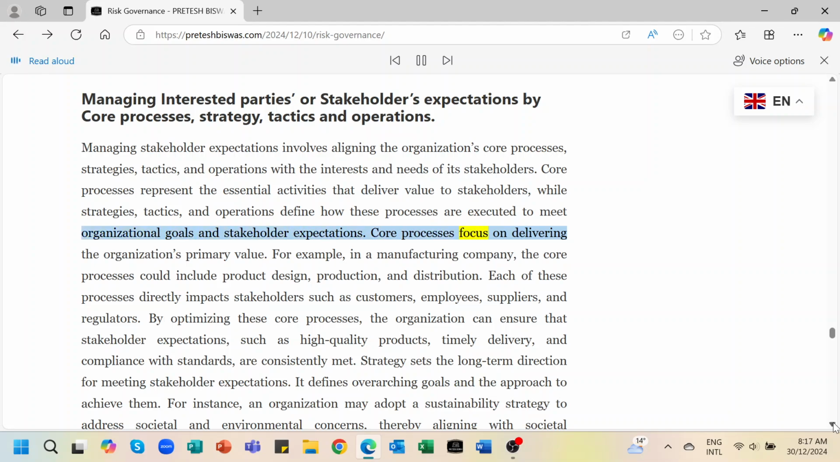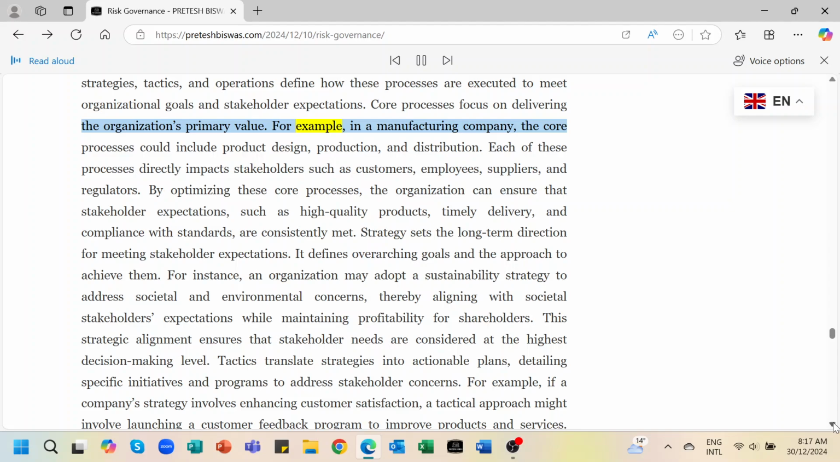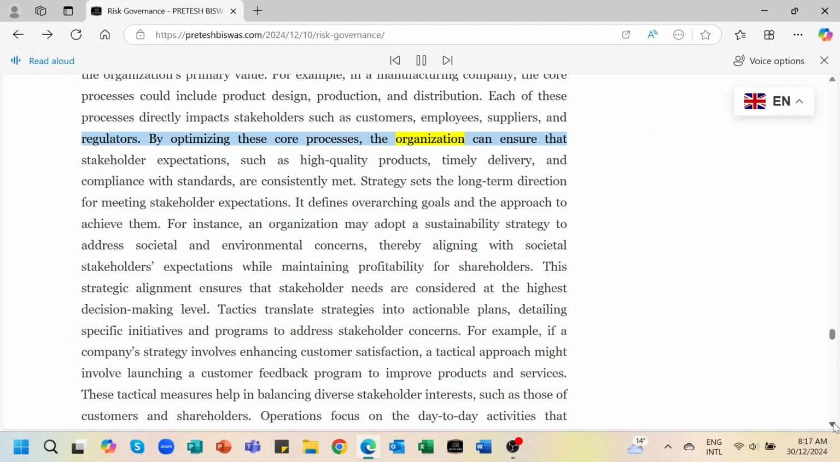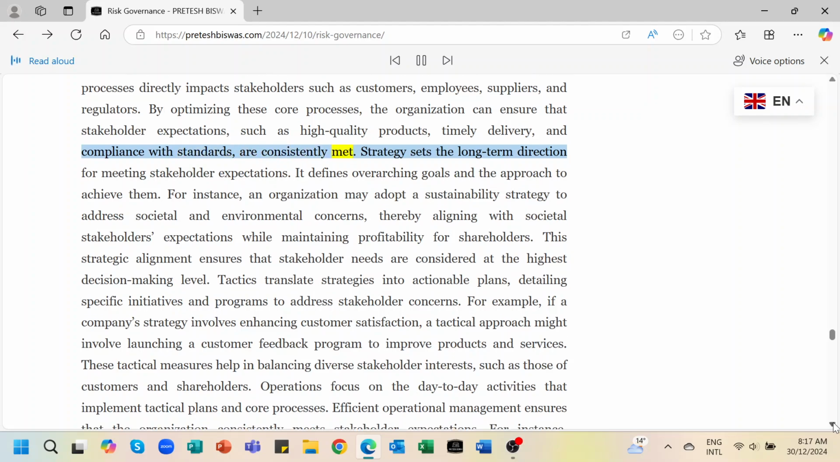Core processes focus on delivering the organization's primary value. For example, in a manufacturing company, the core processes could include product design, production, and distribution. Each of these processes directly impacts stakeholders such as customers, employees, suppliers, and regulators. By optimizing these core processes, the organization can ensure that stakeholder expectations, such as high-quality products, timely delivery, and compliance with standards, are consistently met.